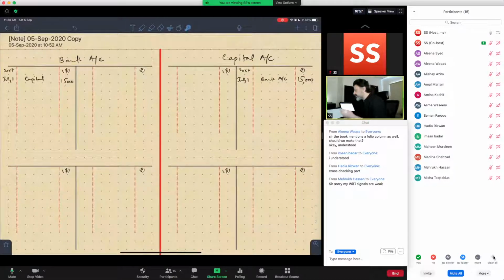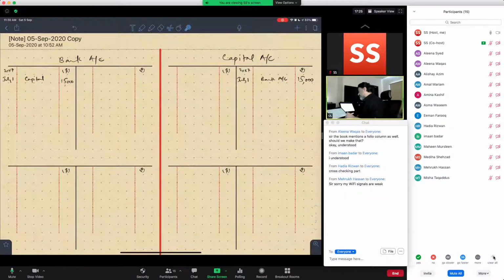In American accounting system, you don't even put these cross references over there because this is just additional information. Your entry will be wrong if you put these amounts on the wrong sides. But if you put the cross reference wrong or the date wrong, nothing is going to go wrong. Your records are still going to be correct. You understand, Hadia? Okay, good. Now let's move on to the next transaction.